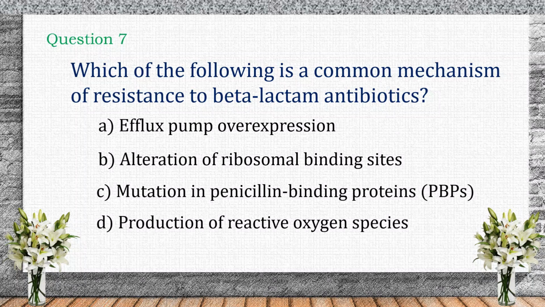Question 7. Which of the following is a common mechanism of resistance to beta-lactam antibiotics? Correct answer, C. Mutation in penicillin-binding proteins. Mutations in penicillin-binding proteins reduce the binding affinity of beta-lactam antibiotics, leading to resistance.